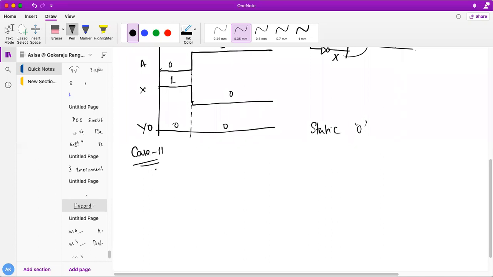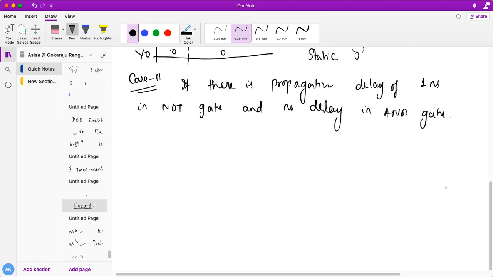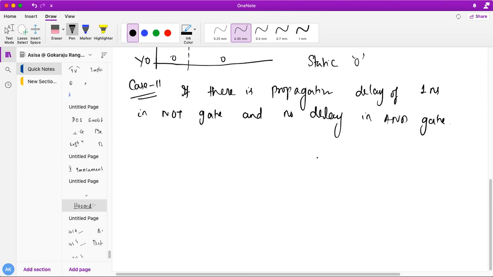If there is a propagation delay of 1 nanosecond in the NOT gate, and no delay in the AND gate, how would my circuit be, students? And how would my waveform be? I'm going to tell you.